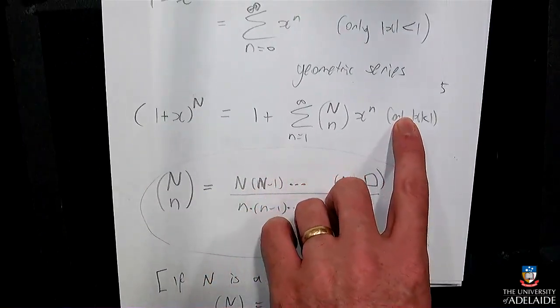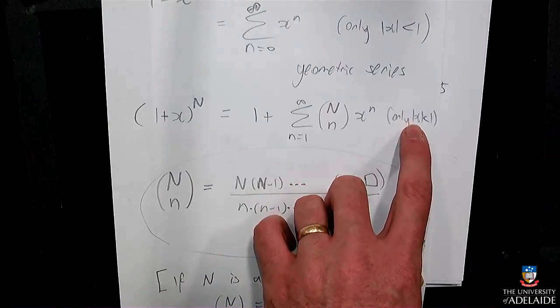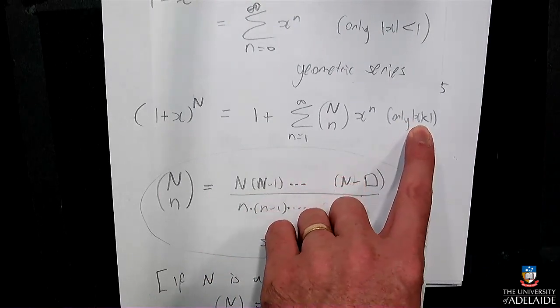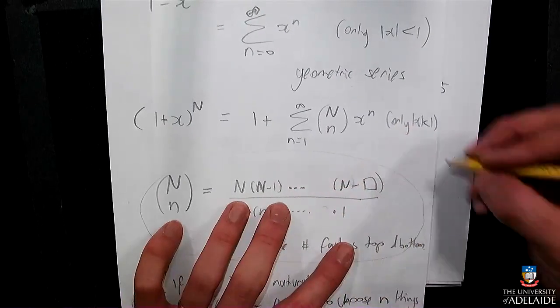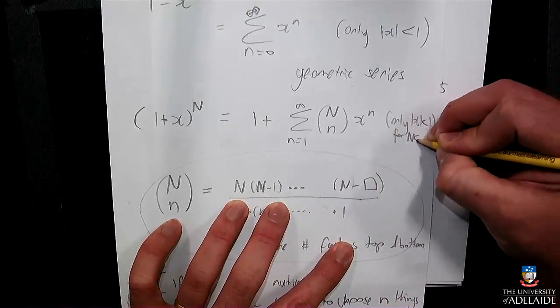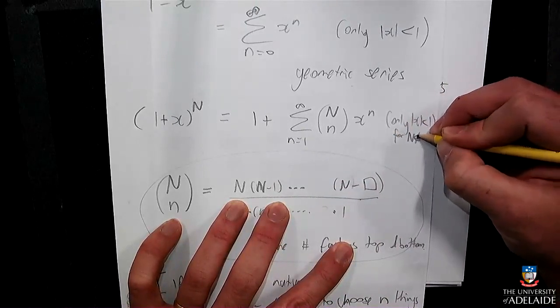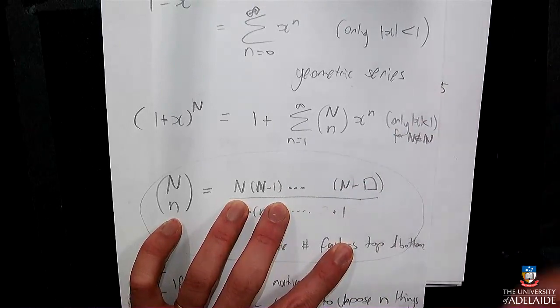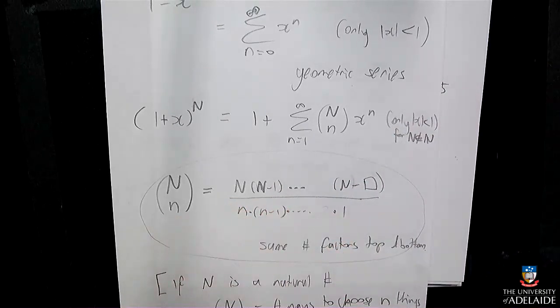If n is a whole number, this will work for every x. If n is not a whole number, this will only work if x is less than 1. For n not an integer, not a natural number. Just pointing it out.